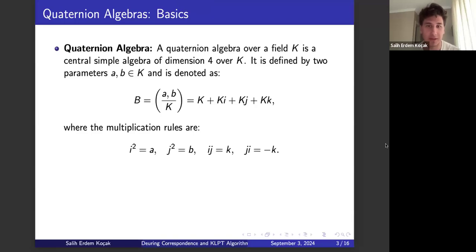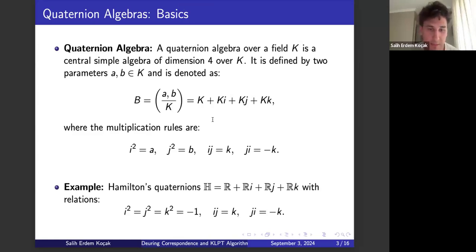So, what are quaternion algebras? A quaternion algebra over a field is a central simple algebra, and it has dimension 4, and they generally look like this. They are the linear combinations of 1, i, j, and k. And here, i squared is a, j squared is b, and ij is k, and ji is minus k, so it's not commutative. And we generally denote this quaternion algebra like this, (a,b) over K, where i squared equals a, j squared equals b.